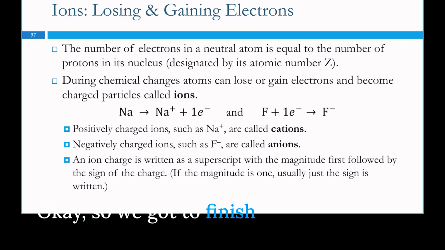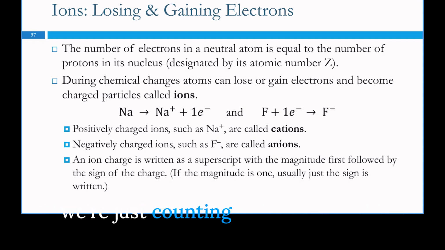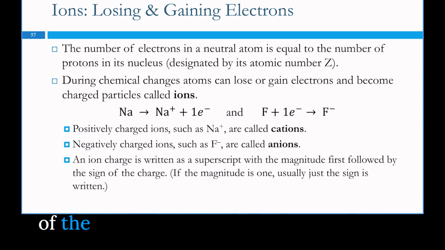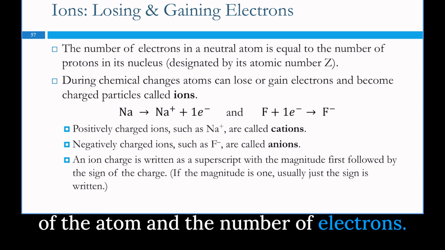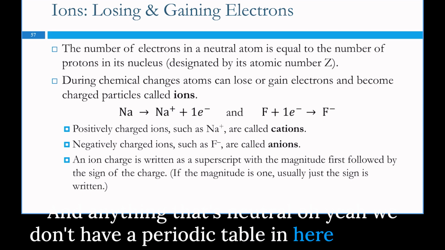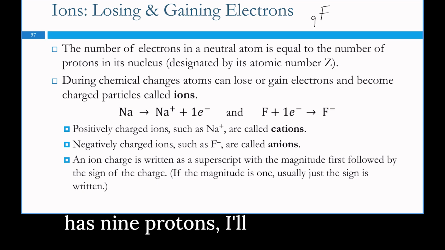Okay, so I got to finish ions here, which really not a very difficult concept because we're just counting the charges. Just counting the charges between protons of the atom and the number of electrons. And anything that's neutral, oh yeah, we don't have a periodic table in here. Fluorine has 9 protons. I'll write it like this.